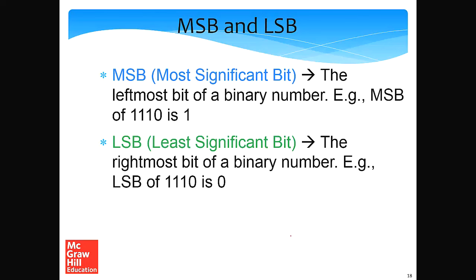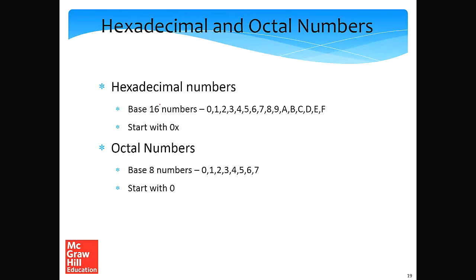Now let's define two terms: the MSB, the most significant bit, and the LSB, the least significant bit. The most significant bit is the leftmost bit of a binary number. For example, for the number 1110 shown over here, the most significant bit is 1. The least significant bit is the rightmost bit, and in this case it is 0. Similarly, we can define numbers in other bases as well.